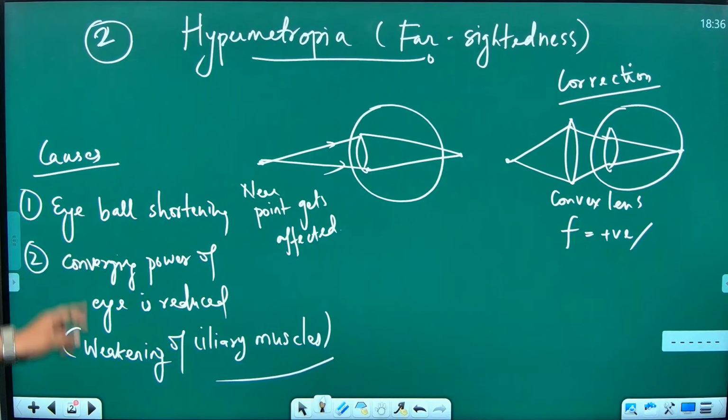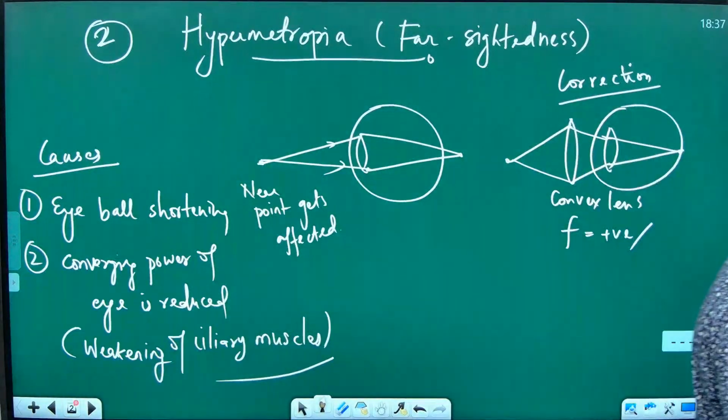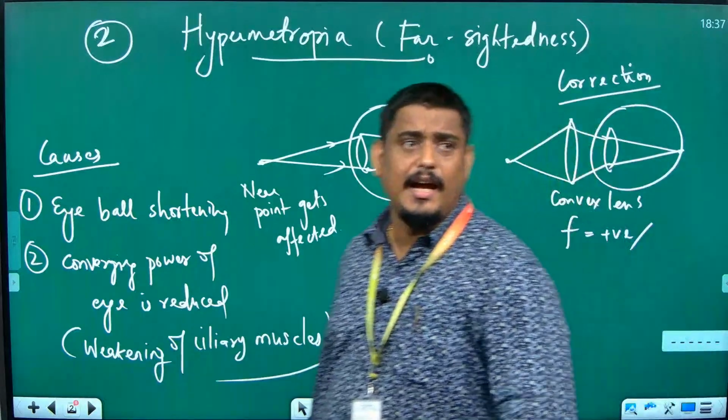Converging power of the eye is reduced, due to weakening of the ciliary muscle. Okay, I hope that is very well done.